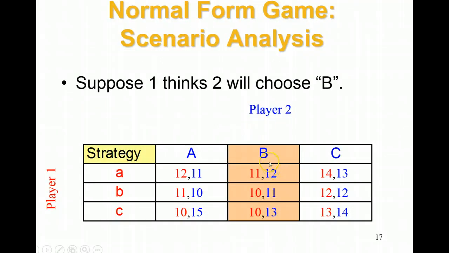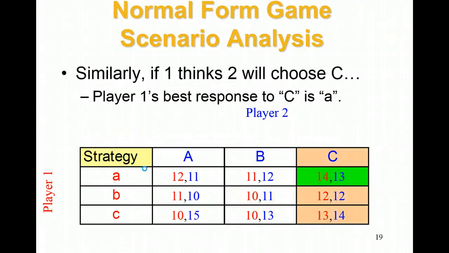Okay, if player 2 chooses big B, what should player 1 do? Well, again, strategy little a is the profit maximizing strategy. Now, what if player 2 chooses big C? Again, player 1 should choose little a because that is the largest payoff of all three.